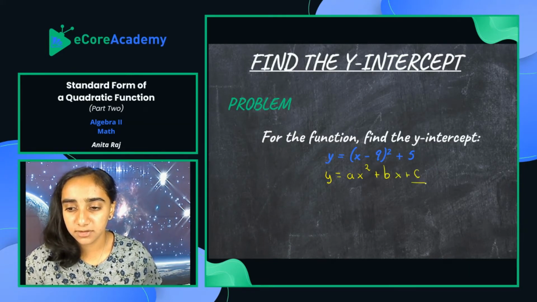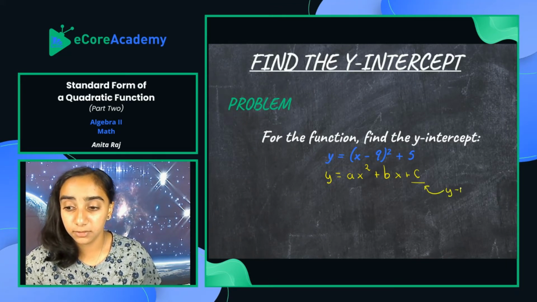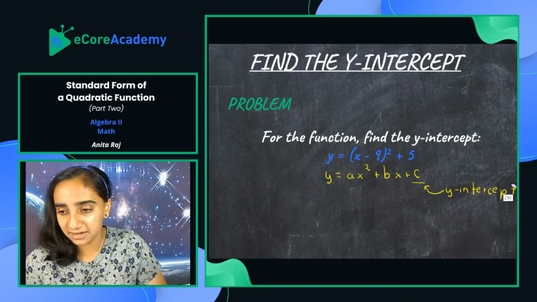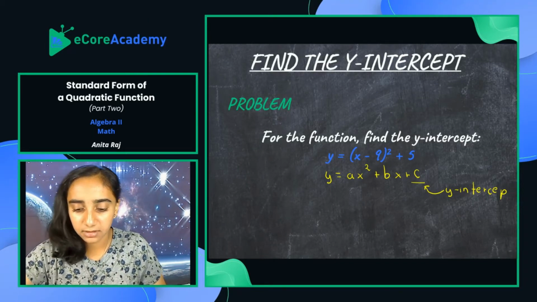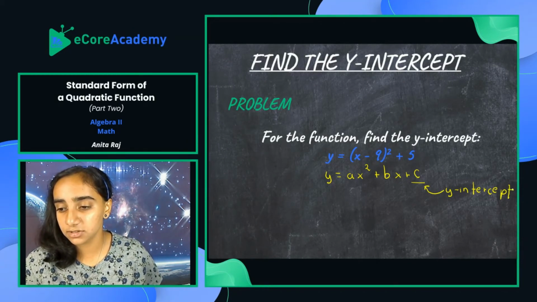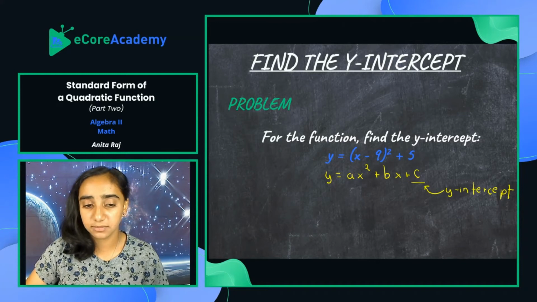In this case, if we had the c value, we could immediately just say this was the y-intercept, because remember, the c value is the y-intercept. However, we've been given this quadratic in a bit different form. So there's an easy way to solve this. Let me show you how.